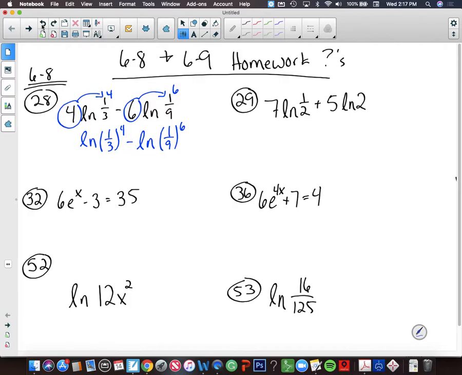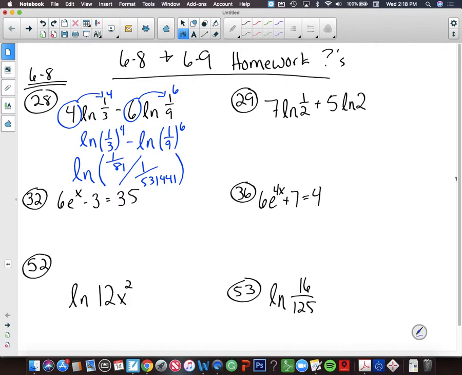So it looks kind of crazy when you put it together, but you can use your calculator to help you out. We have natural log, and then we're going to have 1/3 to the 4th power. So that's 1/81. That's going to be divided by 1/9 to the 6th power. Okay, so 1/9 to the 6th power turns into a pretty big number. So 1/9 to the 6th power would be 1/531,441.